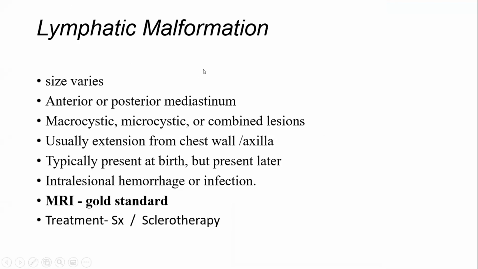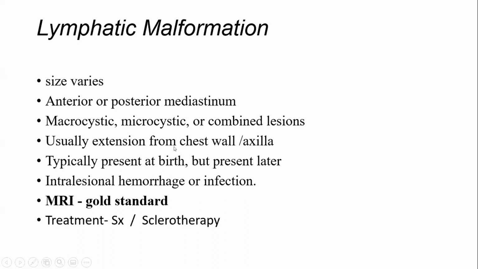The last is a lymphatic malformation, which is not very common in our settings. Isolated lymphatic malformations in the mediastinum are not common. Usually they extend from the chest wall or the axilla. Why it is important is that when you do a CT, sometimes you can confuse it with a lymphoma, because both the lymphatic malformation and the lymphomas may not enhance.